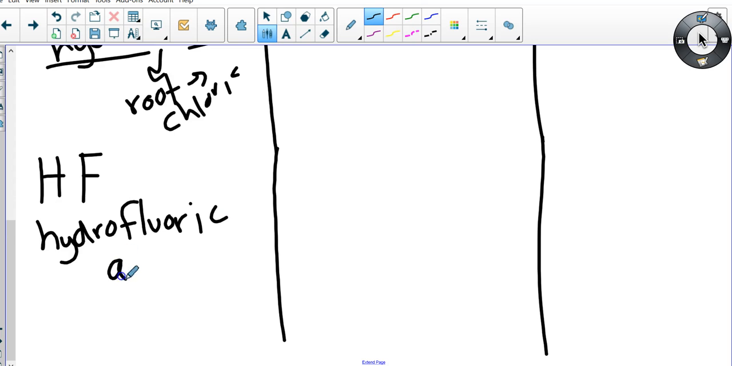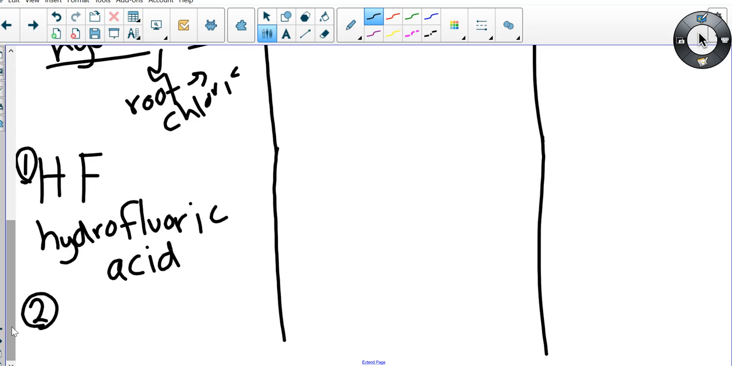And then you have to write the word acid. Don't forget that part. Now, is that really that bad? It's really not that bad. You just add a hydro to the front and an ic to the back. I will do another example. I think I can't extend the page any more than that.